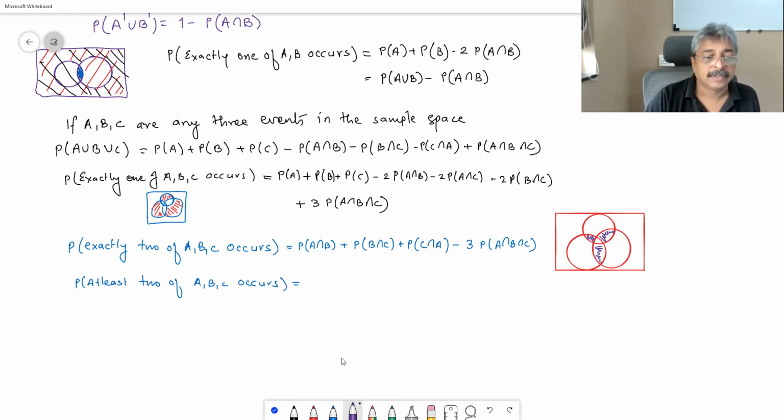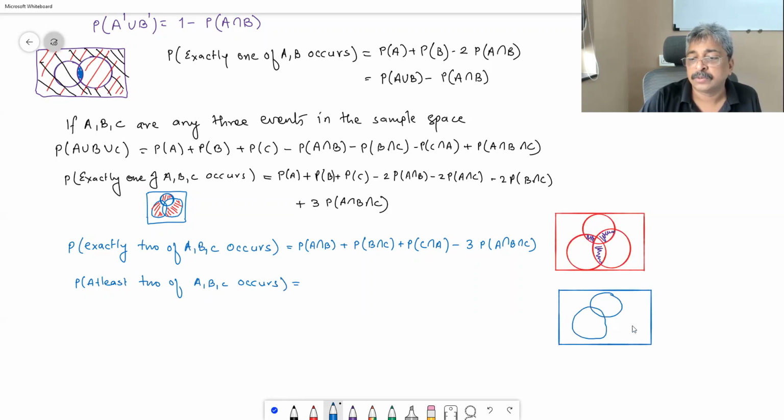That is second, and at least 2 of ABC occurs. So the last one asked is, you have these 3 circles, 1, 2, and 3, at least 2. If you have 3 it is okay, but at least you should have 2, and therefore your favorable area is going to be this, inclusive of the total intersection.